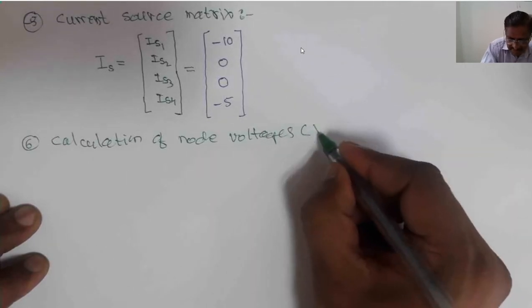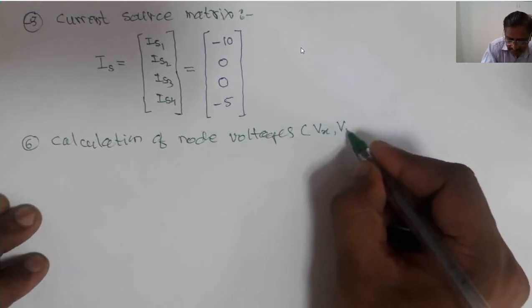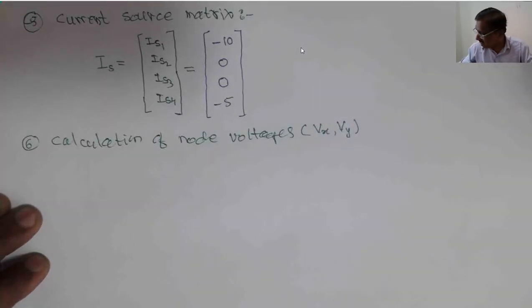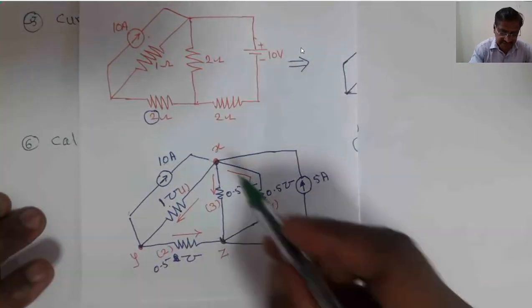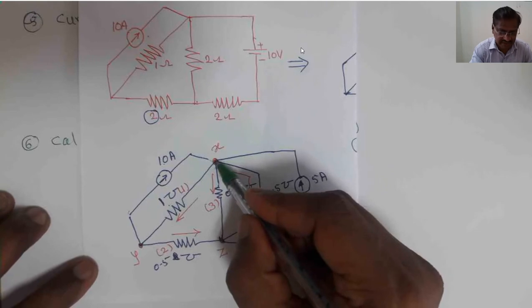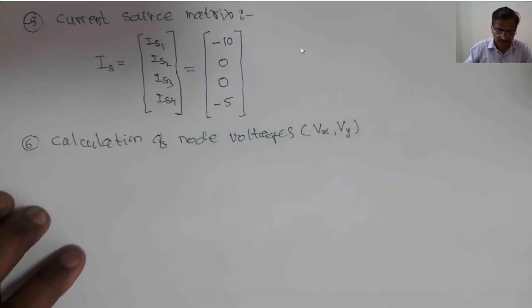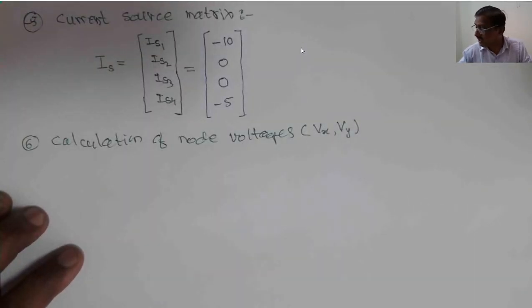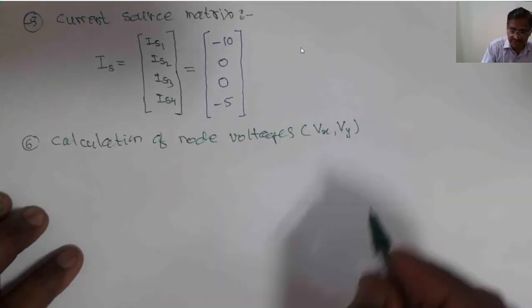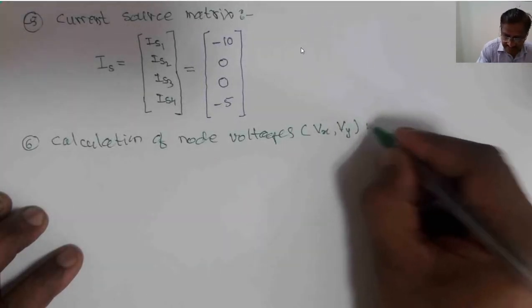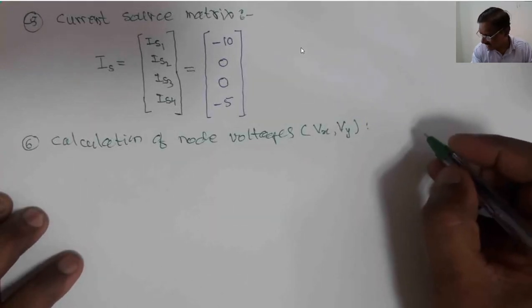In our case, these nodes are Vx and Vy, because we are interested in the calculation of the potential at this X node as well as at the Y node. For that we will use the equation.